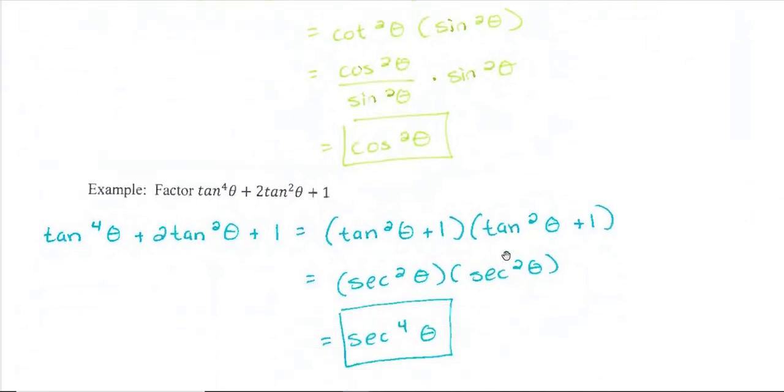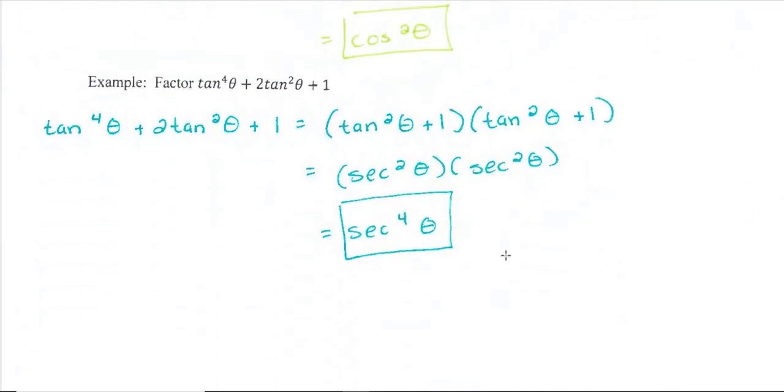Let's do another factoring. Let's factor tangent to the 4th of theta plus 2 tangent squared of theta plus 1. You can turn your trig functions into variables, and however it would factor in variables is how it's going to factor in trig. So you can replace tangent with x, and however it would factor in terms of x's, put back in your tangent. And so this is going to factor into tangent squared plus 1 times tangent squared plus 1. And you can always distribute it out and make sure we get what we started with to double check.